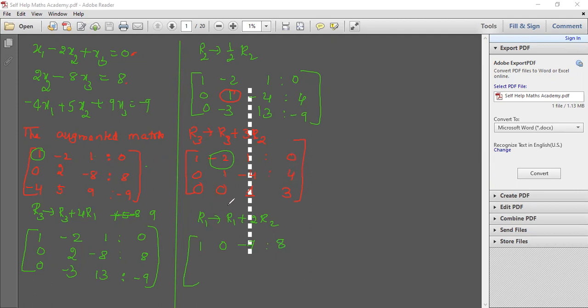So clearly see if any typo happened. So this will be 1 minus 2 plus 2. Minus 2 plus 2 will be 0. And here it is 1 minus 8, that is minus 7, 0 plus 8. Then R2 as it is 0, 1, minus 4, 4. This is 0, 0, 1 and 3.